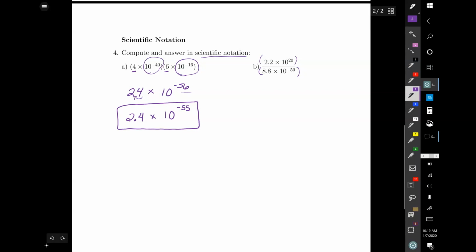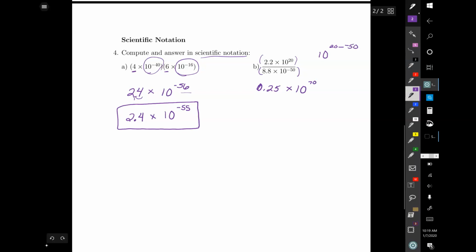So we would end up with 0.25 as our first number, and then times, keep my base 10, but I'm going to subtract the exponents. I'm going to do this off to the side. Because I'm dividing, I want to subtract exponents. That's my exponent law. 10 to the 20 minus negative 50. Again, that double negative becomes a positive. So I would have 10 to the 70 as my second factor.